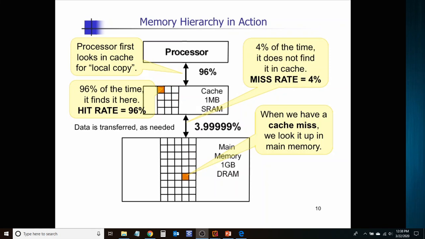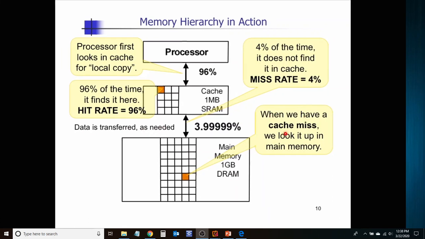But the first thing that is going to happen is the processor is going to try to see it in the cache. It's going to try to look at the local copy in the cache. 96% of the time it is going to find it here because we have a hit rate of 96%. 1 minus 0.96 is going to give us 0.04. So 4% of the time it's not going to find it in the cache. That's an average. And it's going to try to look in the main memory, and the data is going to be transferred as needed.